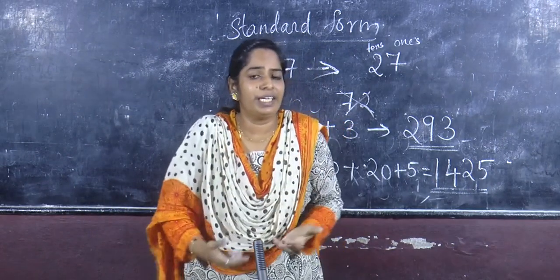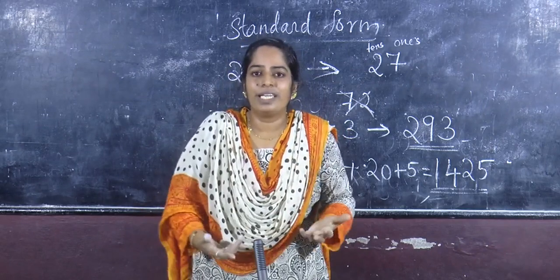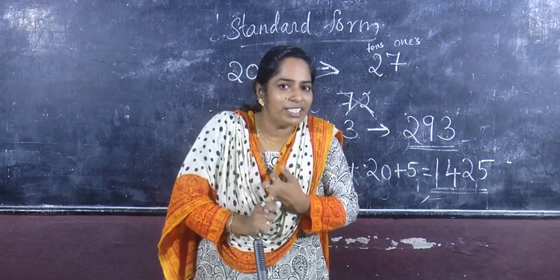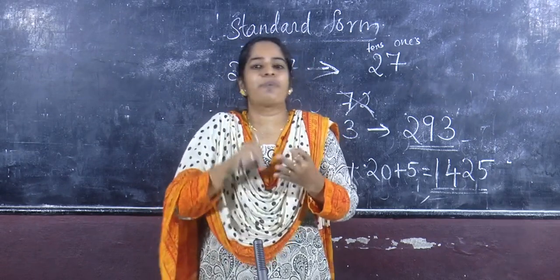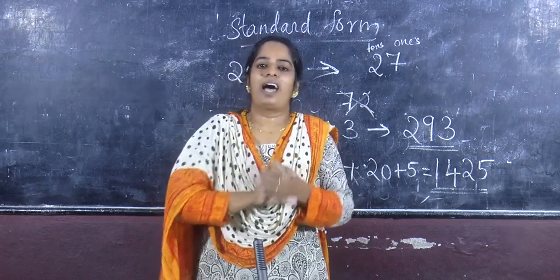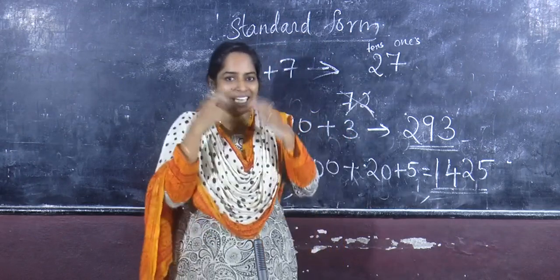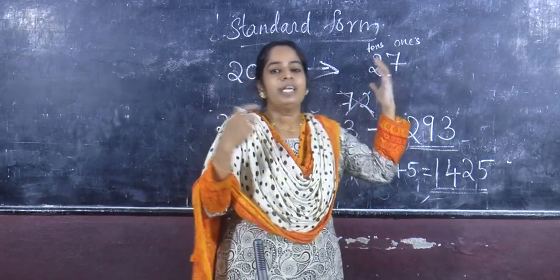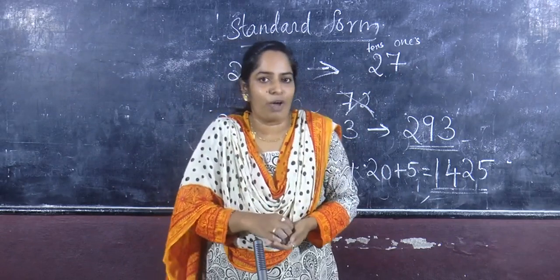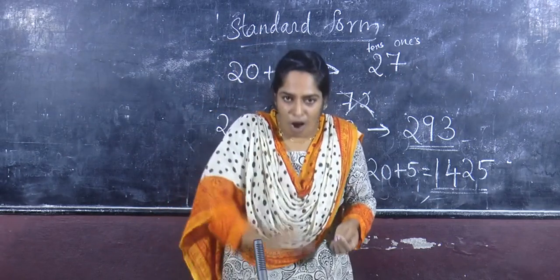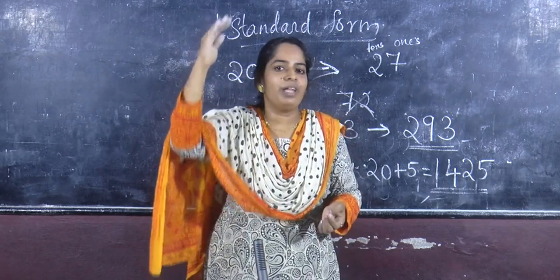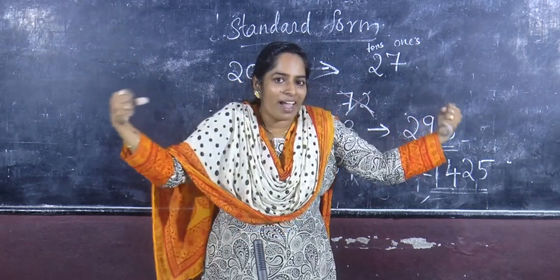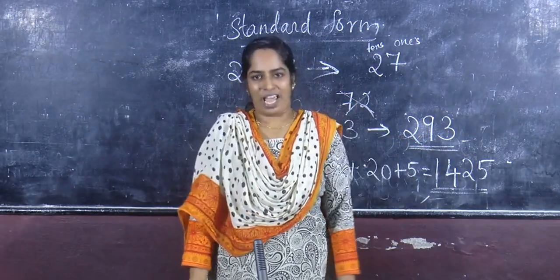Today what all we studied? Again think. We studied ascending order, descending order, then expanded form, then next is standard form. Yes, I can hear your voice here. So standard form, ascending order, descending order, expanded form, this is what we studied. Ascending means small to big. Descending means big to small. Expanded means expanded form. And standard means standard form.